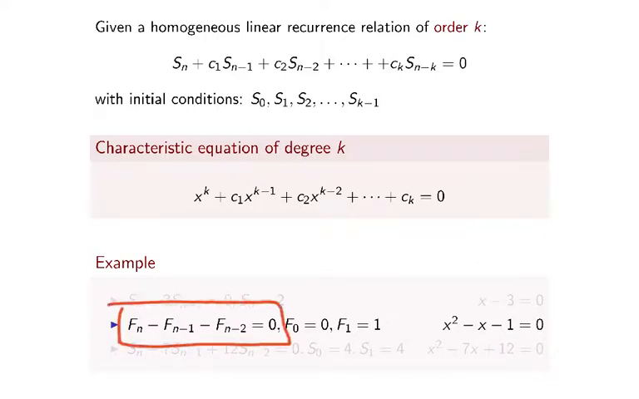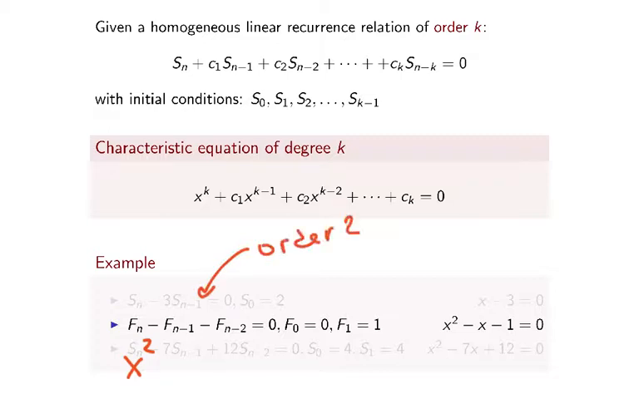Remember, this relation here is of order 2, right? So Fn relates to the 2 previous terms. And because it's order 2, we're going to start by writing the term corresponding to this one, which is going to be x squared.